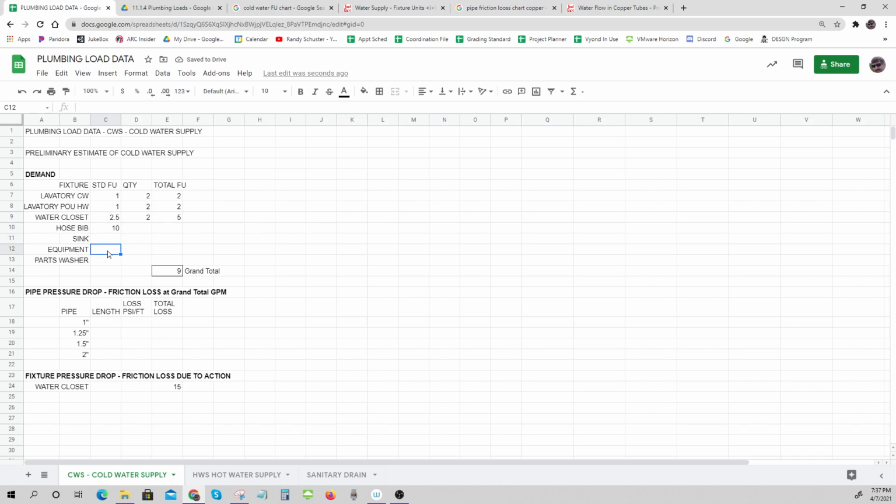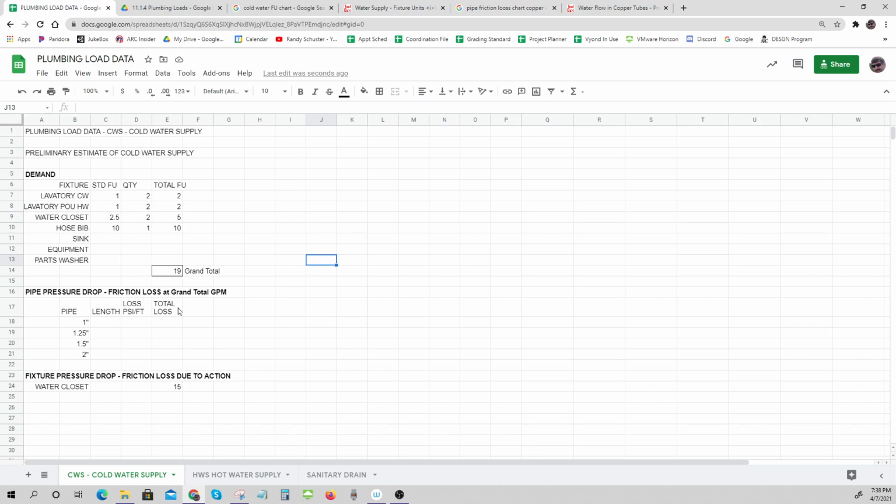And then you have some other stuff, your fume hood and your parts washer and all that other kind of stuff. Probably going to add up to something. And you can look them up and put some numbers in if you want. So I'm going to put one of those in. And so you're going to have some number here. So once you find out how much water you're going to use, you have to figure out how big your pipe is to get the water there.